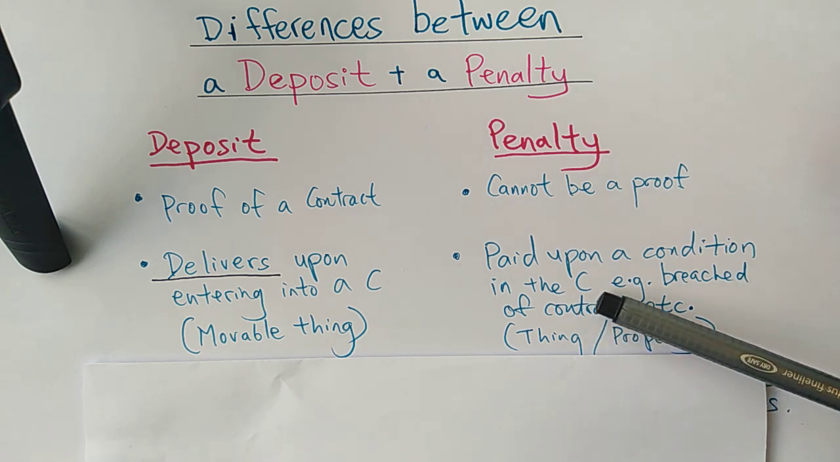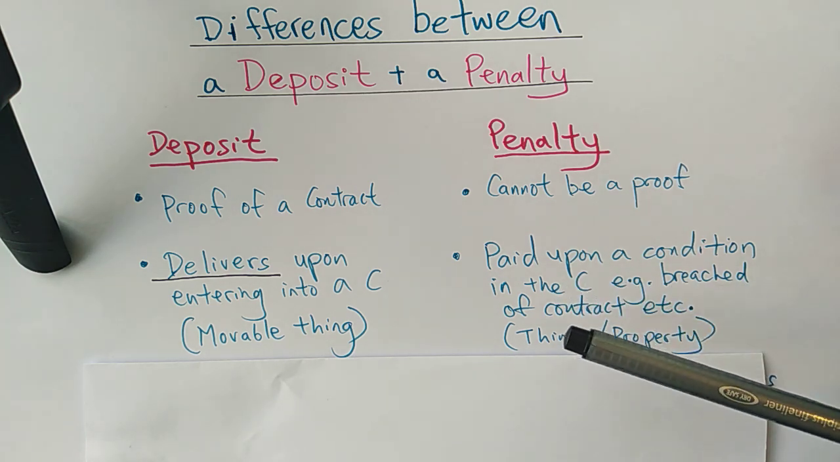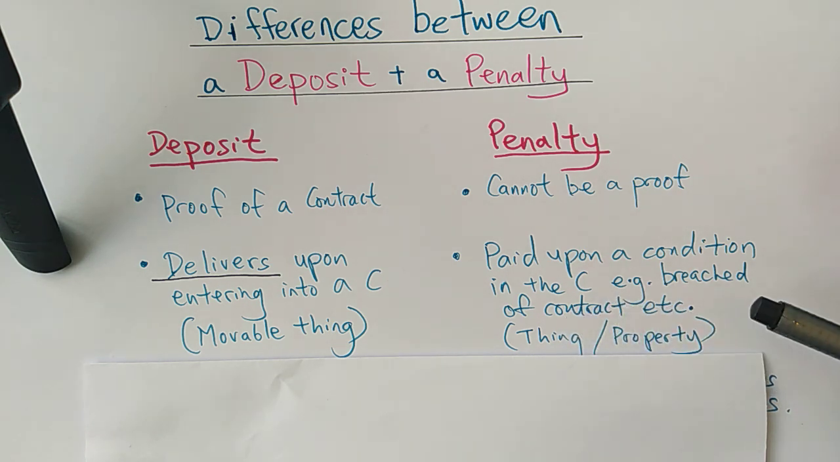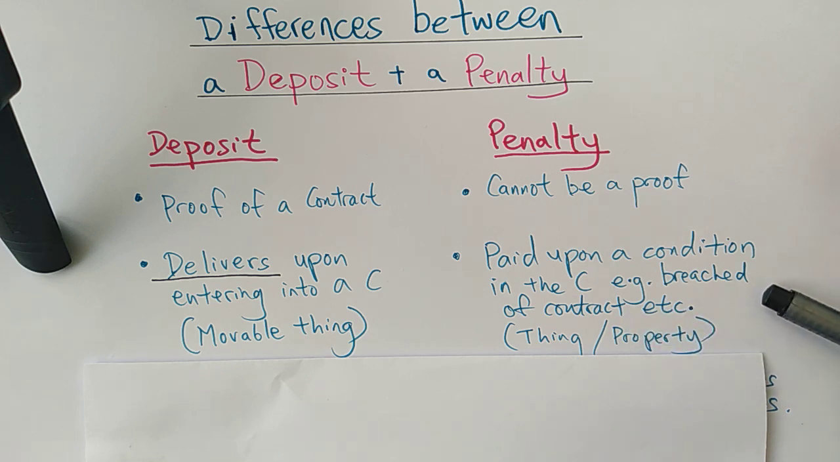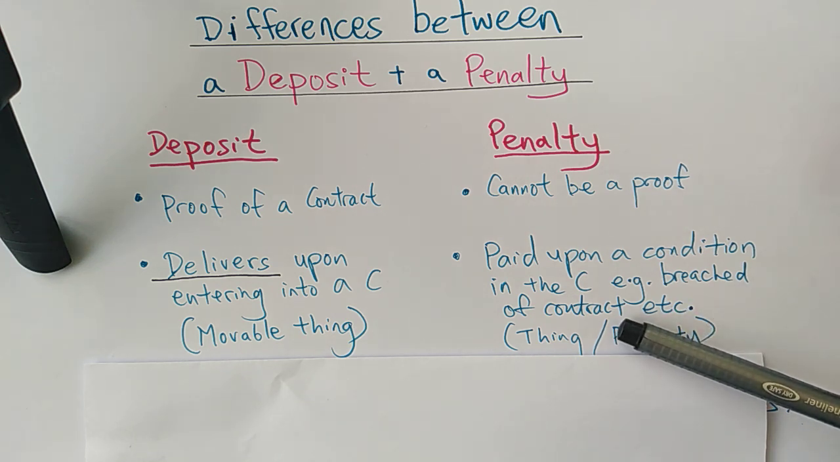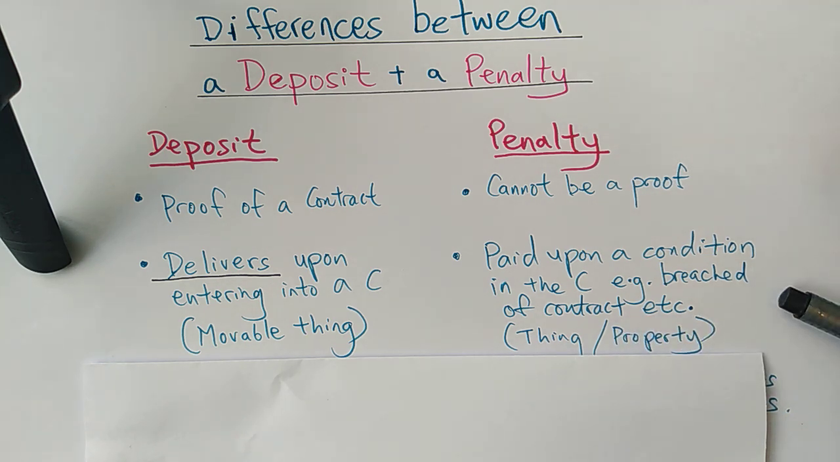C here refers to contract, okay? C means contract. I got no place to write, so I just write C. Paid upon a condition in the contract. For example, the condition could be a breach of contract. The party who breached the contract pays the penalty. If nobody breached, there's no penalty to be paid.